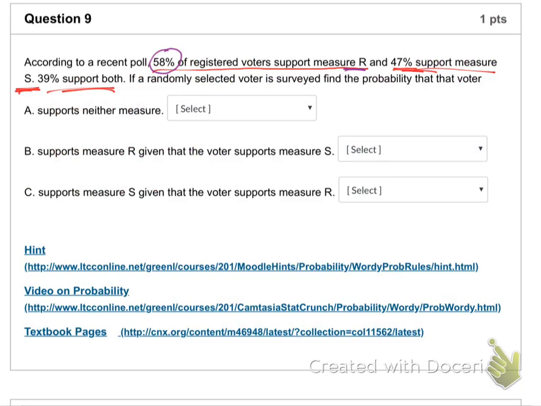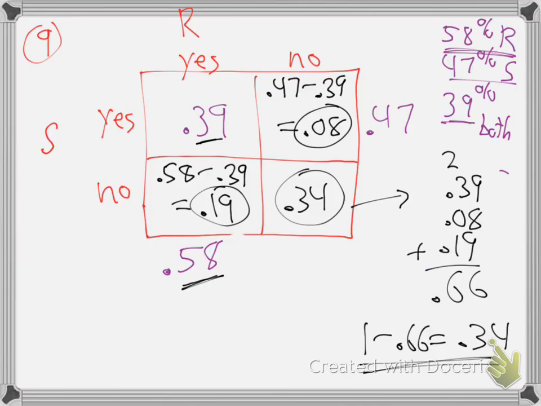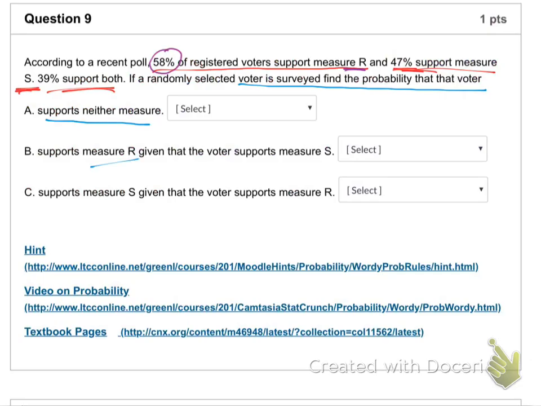It says, if you select a voter at random, what's the chance they support neither measure? Support neither. So part A, neither. What's that going to be? How many are neither supporters? Yeah, right there. It's the no. They support neither. 0.34.